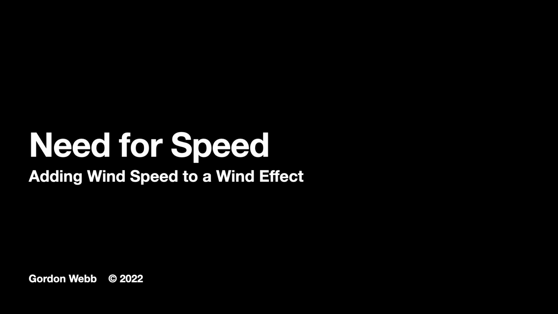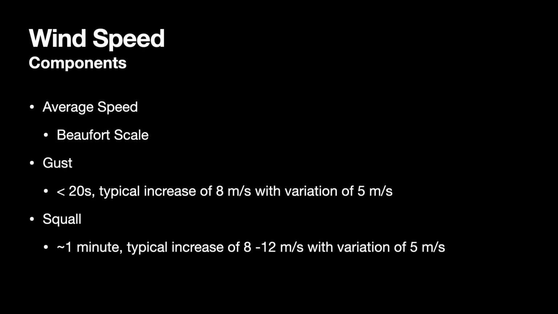Welcome back. In this video we're going to add Windspeed. This will be the control signal for our wind sound effect. The Windspeed has two main components. First there's the average speed, and for this we'll use the Beaufort scale. And then there are additional peaks such as gusts and squalls, and we'll also add those.